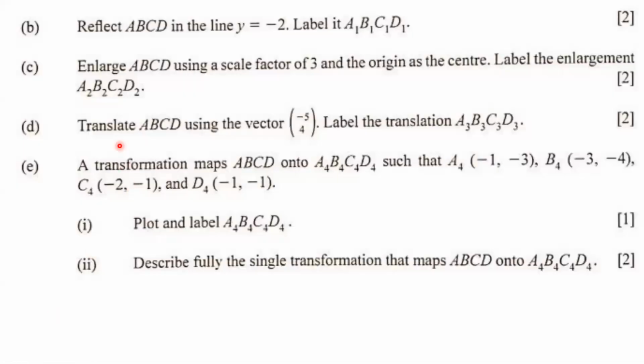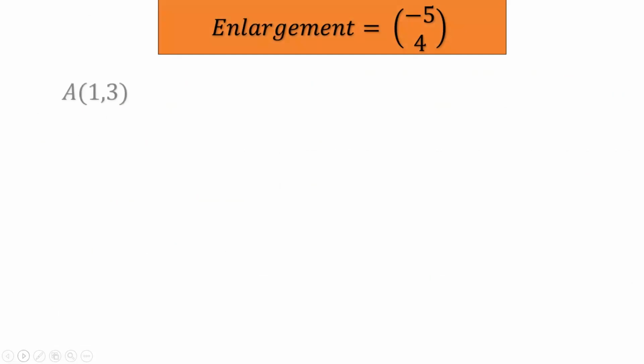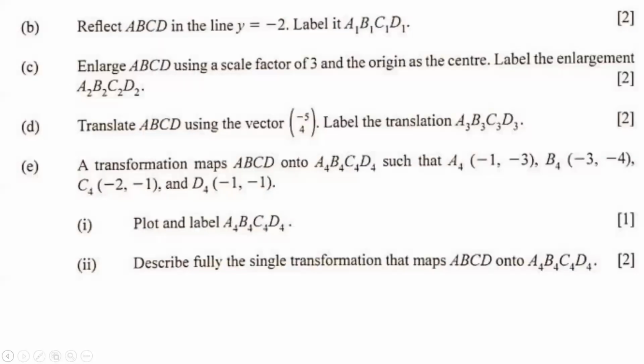It says translate A, B, C, D using the vector -4, 5. Label the transformation A3, B3, C3, and D3. Okay, let's do this. So we have to translate. So we have to use the vector. What we have to do is go for each point and use the vector they told us to use, -4, 5. So we have to use that vector.